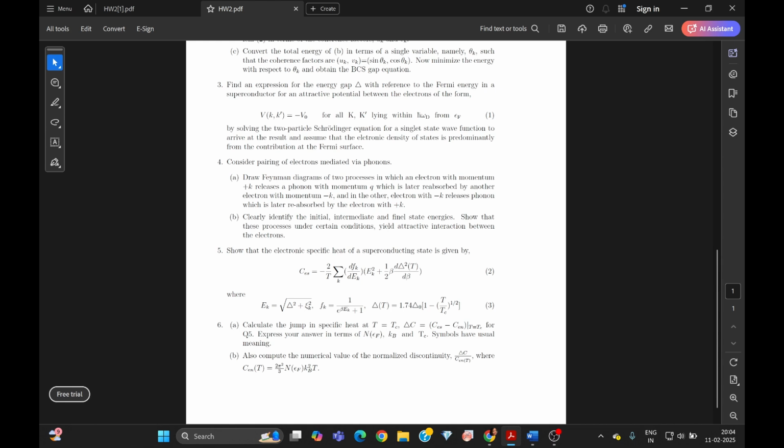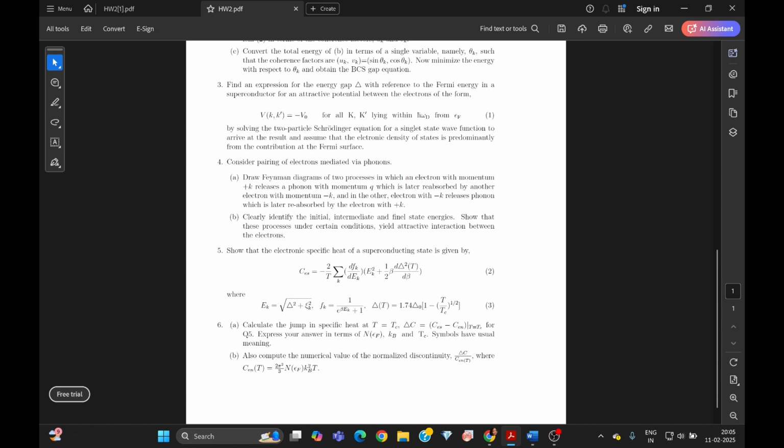Now, regarding this jump, there is one question in the next question, which is: calculate the jump in specific heat, where delta C is given as CES minus CEN at T equals Tc, as given for Q5. Express your answer in terms of N, E_F, k_B, and Tc.